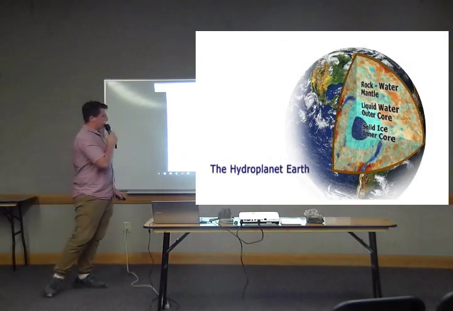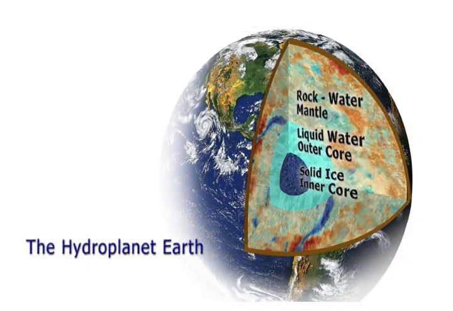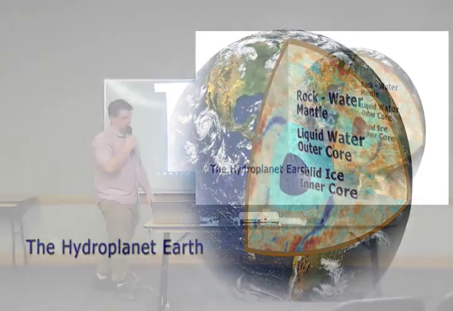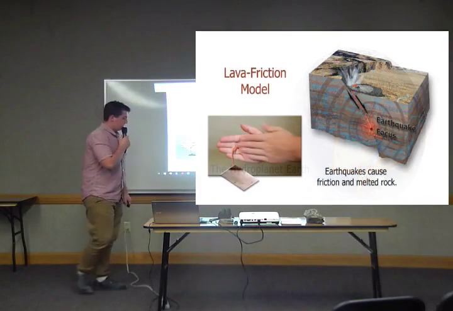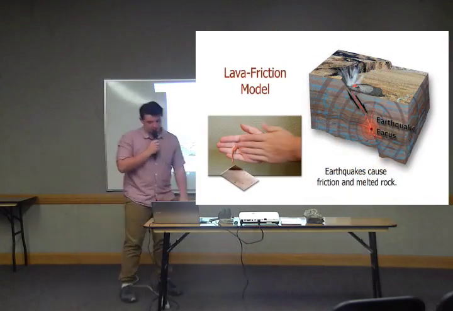So we saw this as a problem in modern science, and so we actually presented a new model, the hydroplanet model, where we have a rock water mantle, a liquid water outer core, and a solid ice inner core, which we'll get into in later presentations. This is the first experiment that is actually in the book.